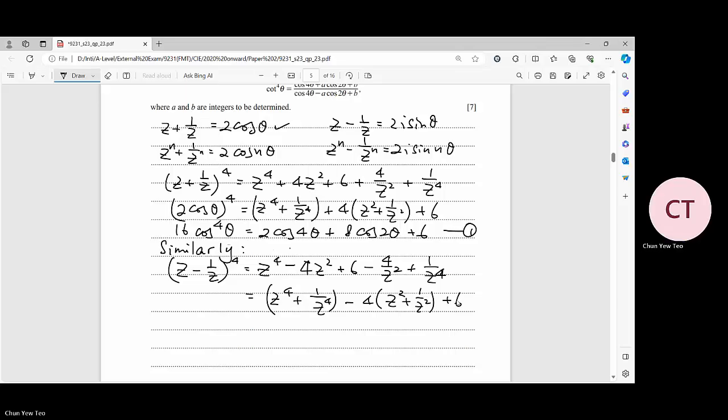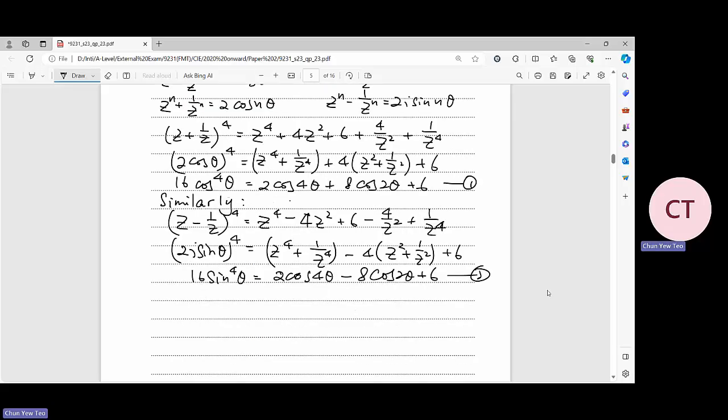Then after that, this will be 2i sine theta to the power 4. So 2 to the power 4, you have 16. i to the power 4, you get 1. Sine to the power 4 gives sine to the power 4. This one is still a plus. So this will be 2 cos 4 theta minus 8 cos 2 theta plus 6. Okay, so that is equation 1 and 2.